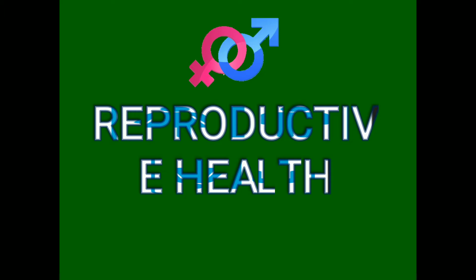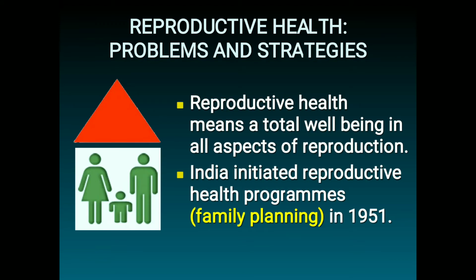In this chapter we are dealing with the problems as well as strategies towards reproductive health. It is a kind of educating about reproductive health, because reproductive health is very important for all human beings. So we'll study what is reproductive health. Reproductive health means a total well-being in all aspects of reproduction.